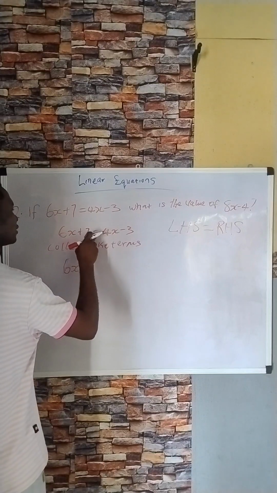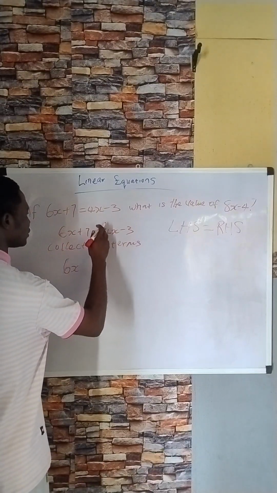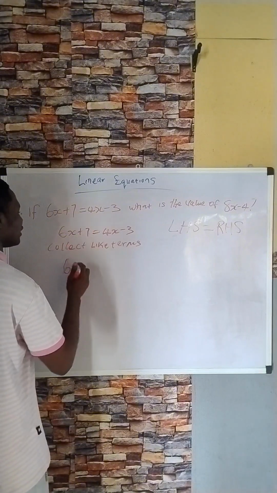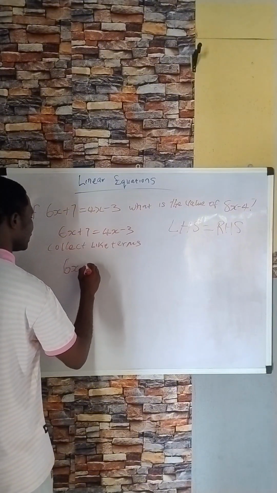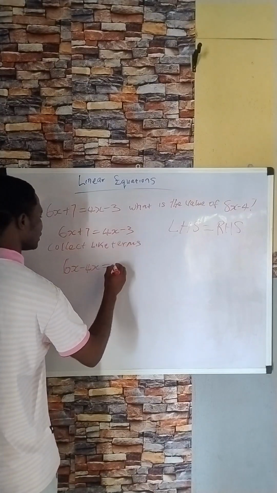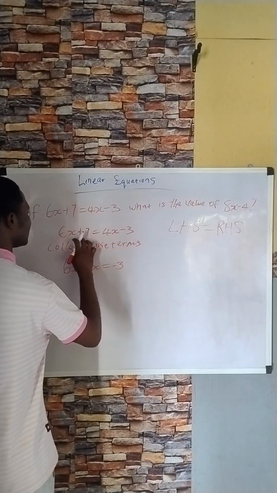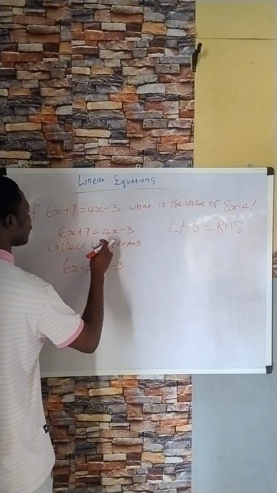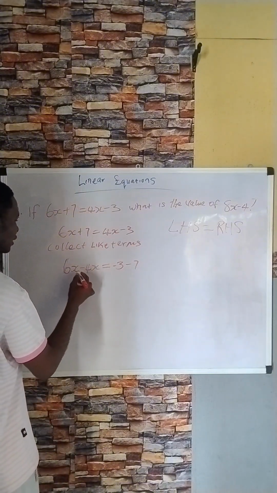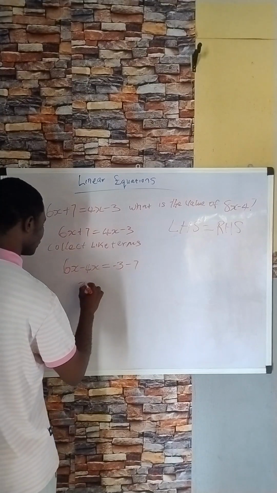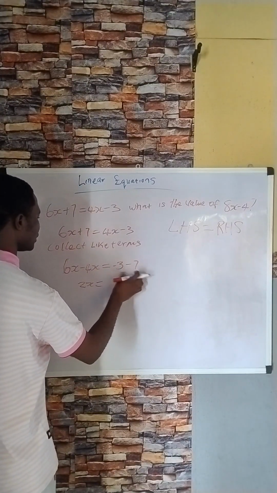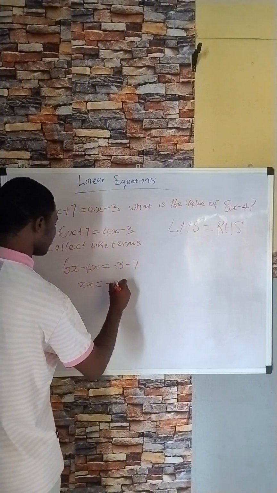While moving it over the equality sign, the sign changes. There is no sign here because it's a positive sign, so while it's moving over here, it changes to a negative sign. So negative 4x equal to negative 3, and there's a like term here. Moving it over here, it becomes negative 7. So this will be 6x minus 4x equal to 2x, equal to negative 3 minus 7, which is negative 10.